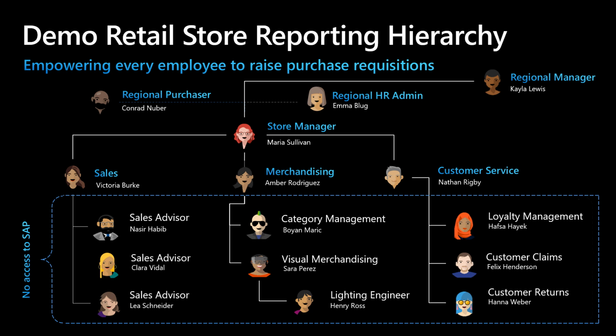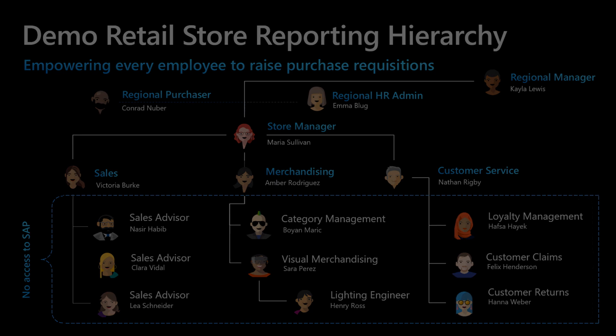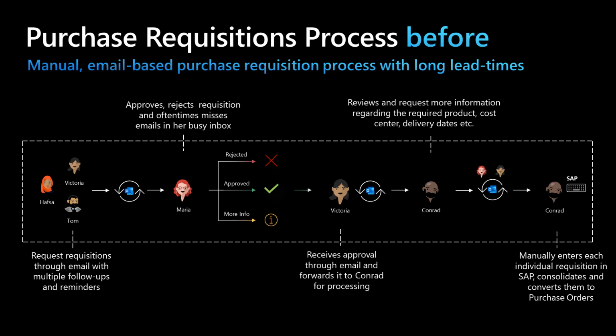So to demonstrate these inefficiencies, let's have a look at the current purchasing requisition process of our fictitious Contoso Retail company. Employees across the retail stores with access to a computer and email request requisitions either for themselves or for their teammates. These requests are done through email and might require multi-follow-ups between the requester and her or his manager until it is submitted to Maria, the store manager.